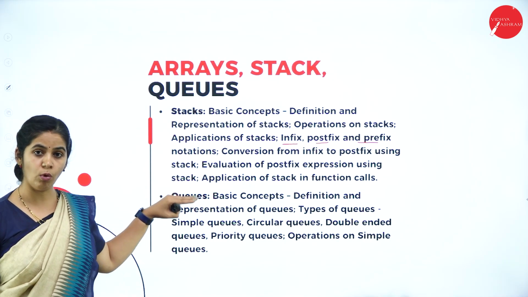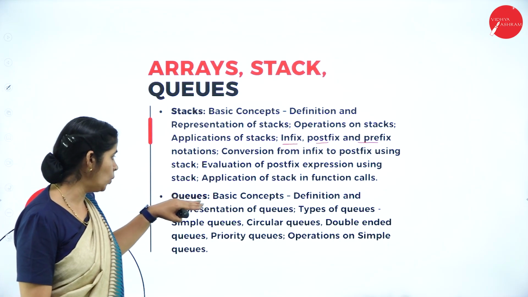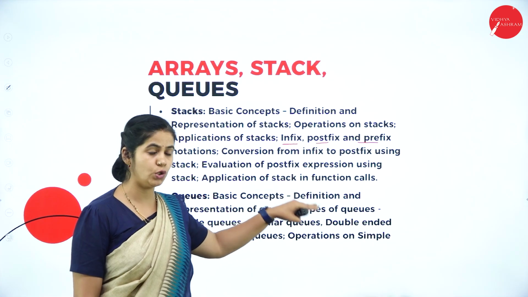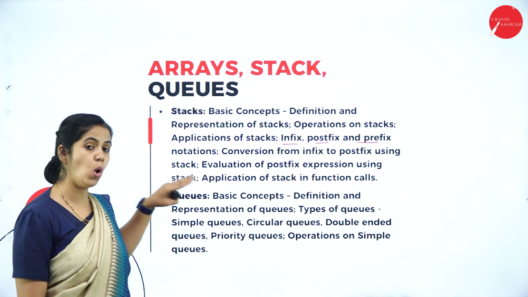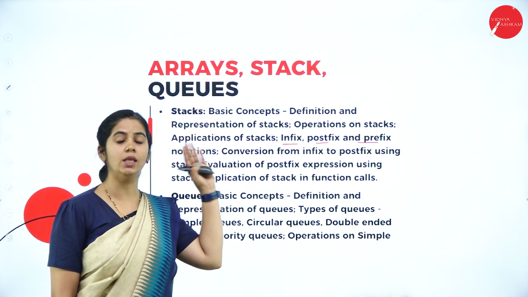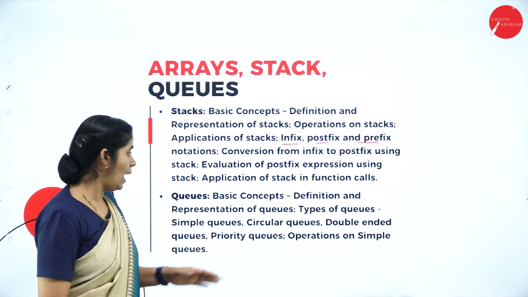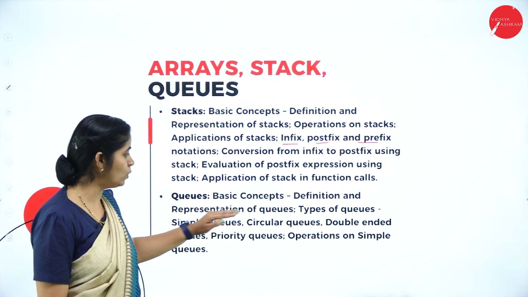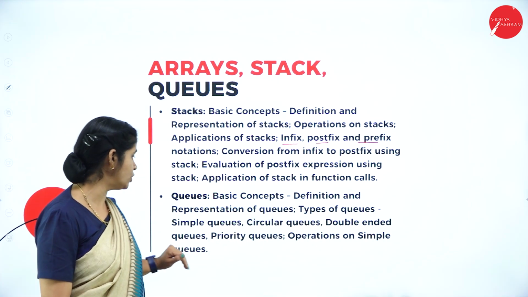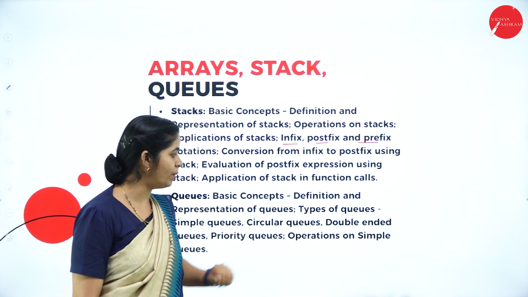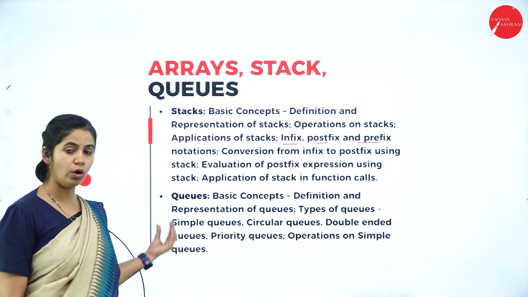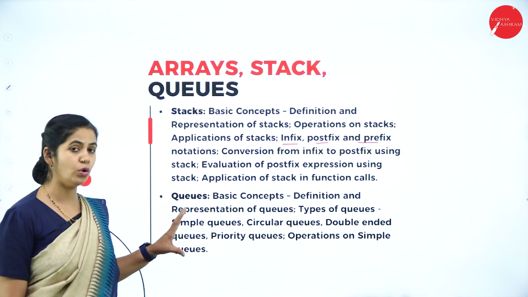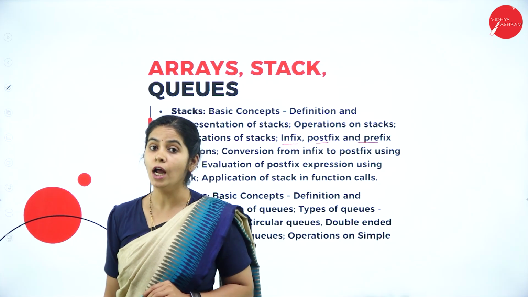Then coming to one more data structure, that is queue. The basic concepts of the queue, we are going to define what is queue. We are going to represent how queue will be represented in the computer main memory. And then types of queue, how many queues are there? Simple queue, circular queue, double-ended queue, priority queue and operations on the simple queue. What all the operations we can do on the simple queue. This all we are going to cover in unit 2.